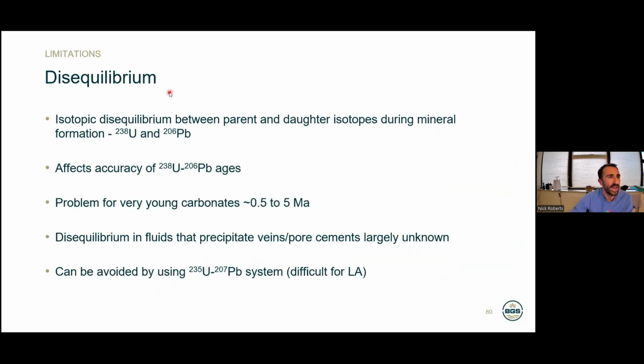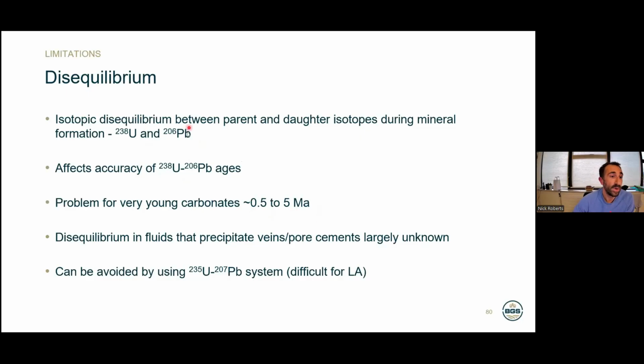Another problem that affects uranium-carbonate chronology is disequilibrium. I could talk a whole hour about this. I'm going to just skip across and give you a very brief summary. Essentially, if you want to date very young carbonates, say you're going to overlap uranium-234 in space, say 500,000 years, and you're talking 1, 2, 3, 4, maybe 5 million years, that's when you need to start worrying about disequilibrium.